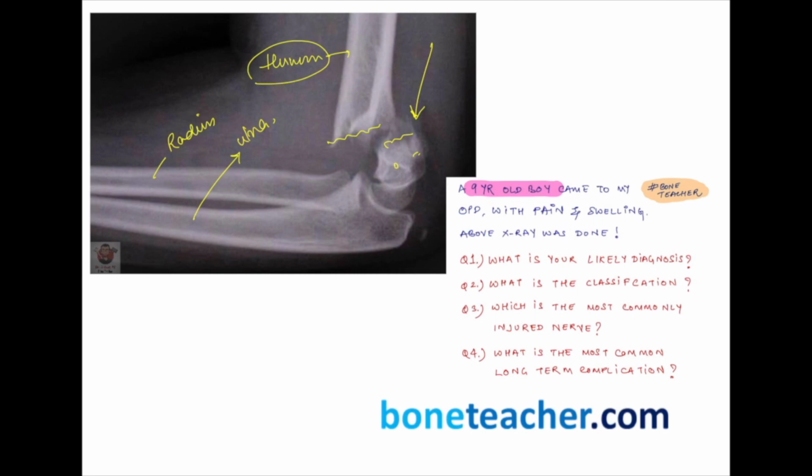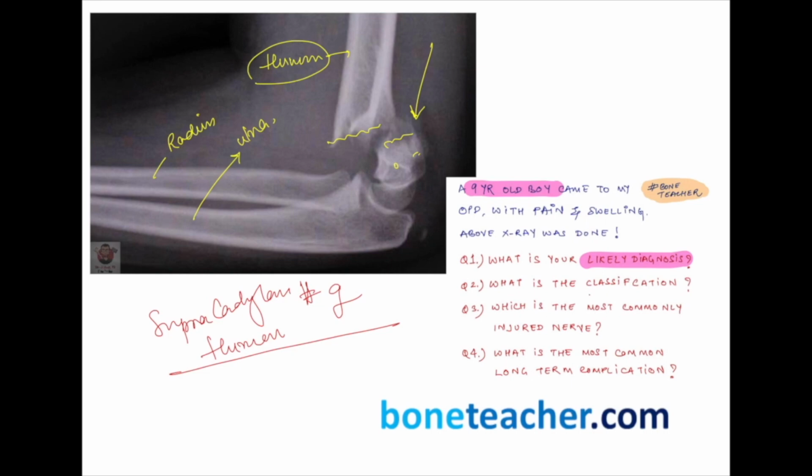Now the first question is, what is your likely diagnosis? So the question is asking your diagnosis. What could be the diagnosis? Exactly, it is a supracondylar fracture of humerus. Now once you've established this diagnosis, there are many things that come to your mind, right? So don't go ahead, let's look at the question.